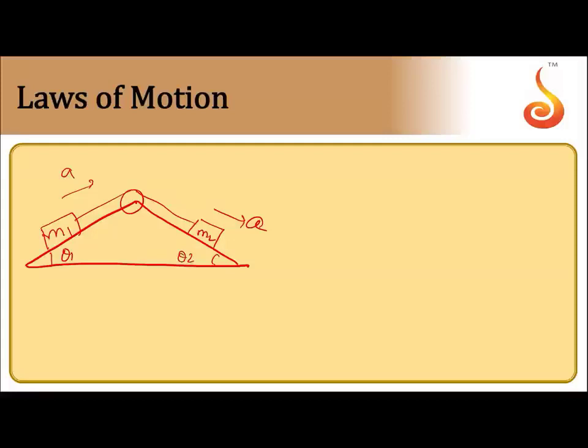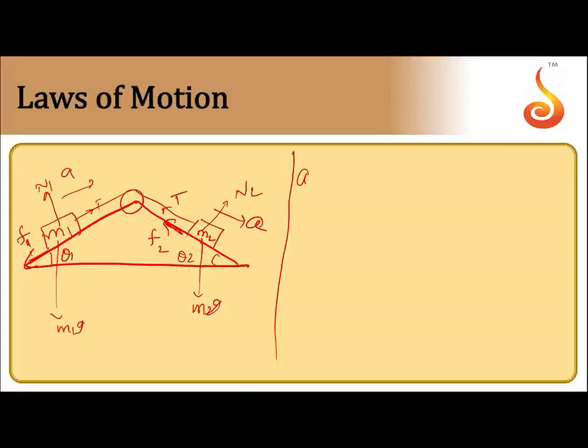And if we consider the forces, you will have m1g, tension, N1, force of friction, m2g, N2, tension and force of friction. This is F1 and this is F2. So, upon simplification, you get the following result. Acceleration is equal to m2g into sin theta 2 minus mu cos theta 2, minus m1g into sin theta 1 plus mu cos theta 1, whole divided by m1 plus m2.